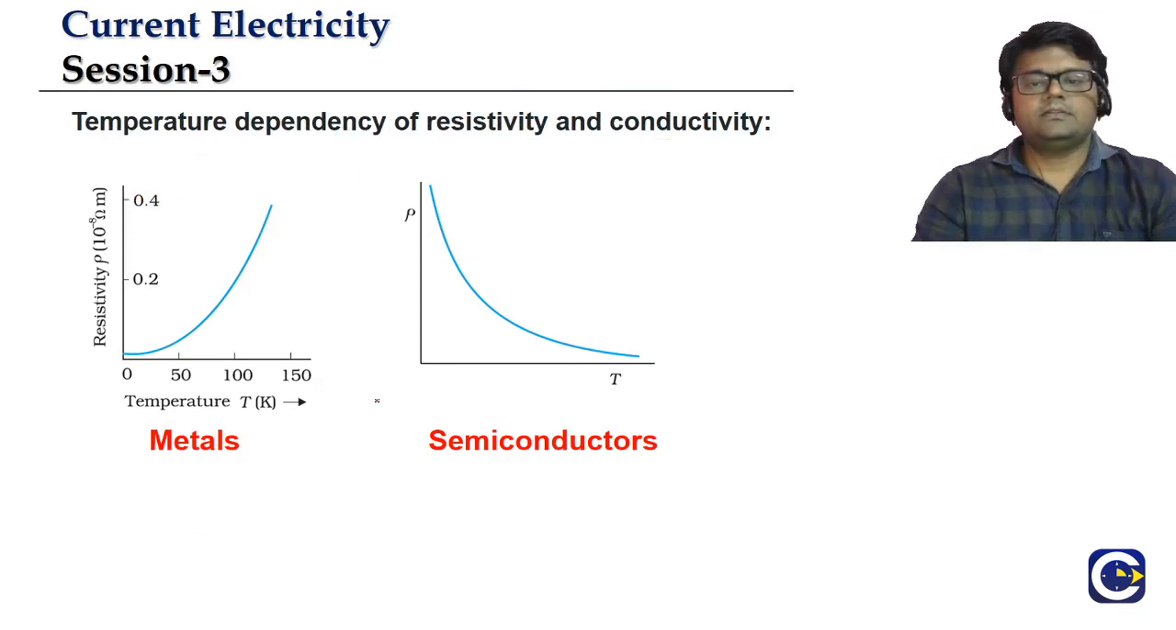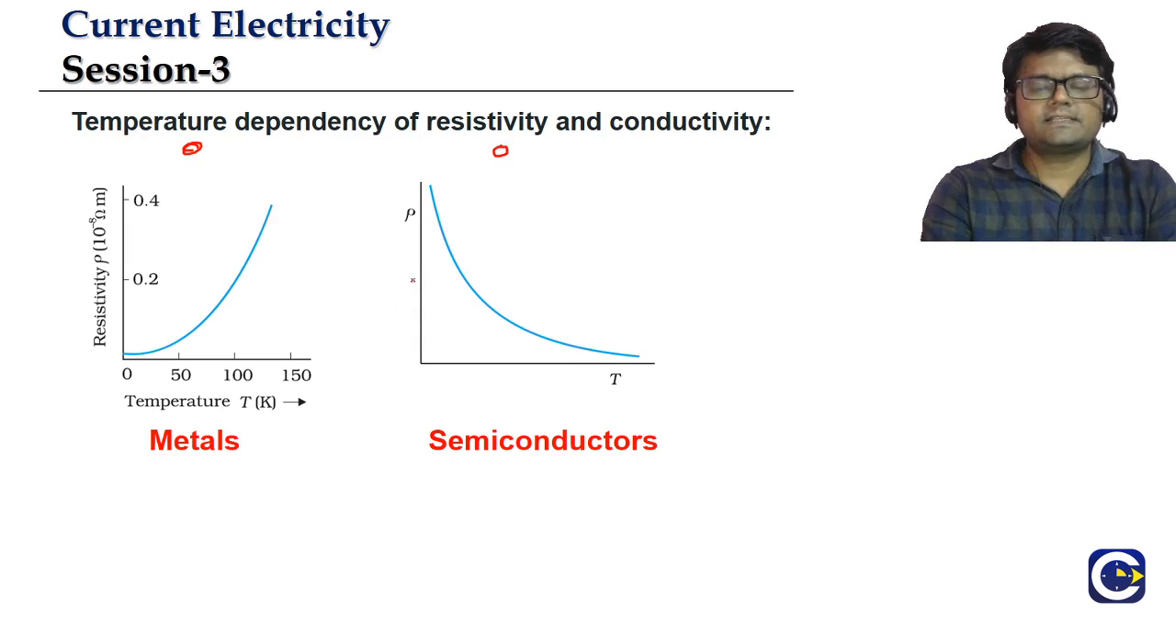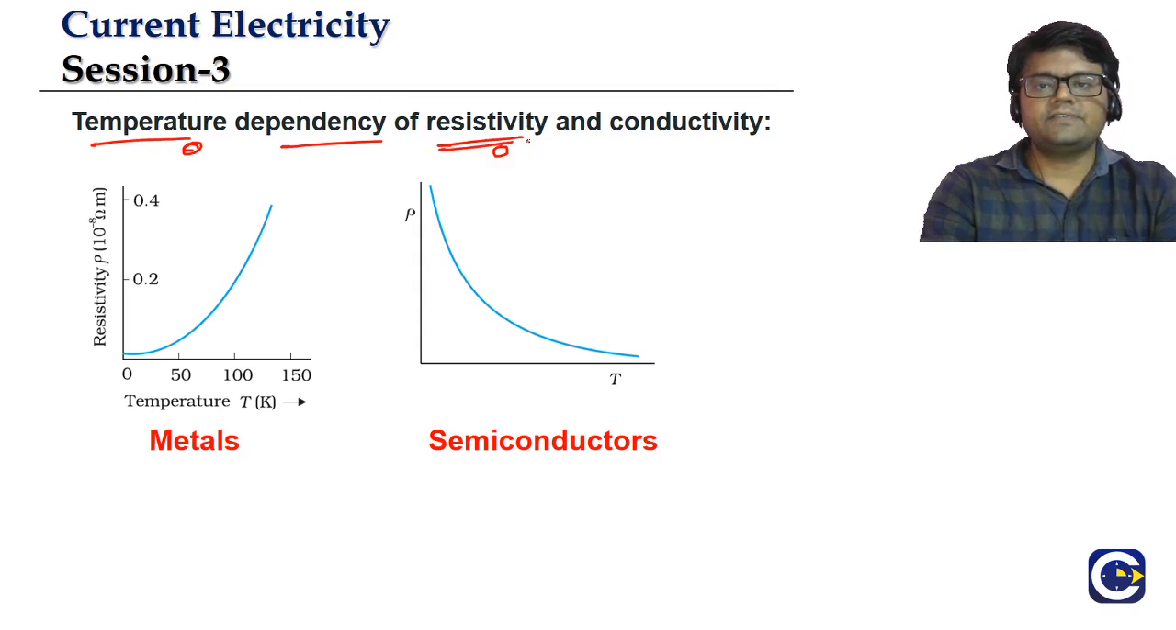Moving on, this is where we were looking for the answers. We have already discussed in the first lecture itself the temperature dependency of resistivity for metals. What happens to resistivity? The resistivity value will be increasing with temperature.